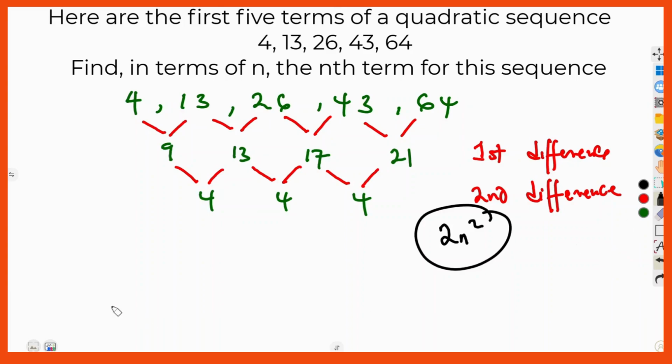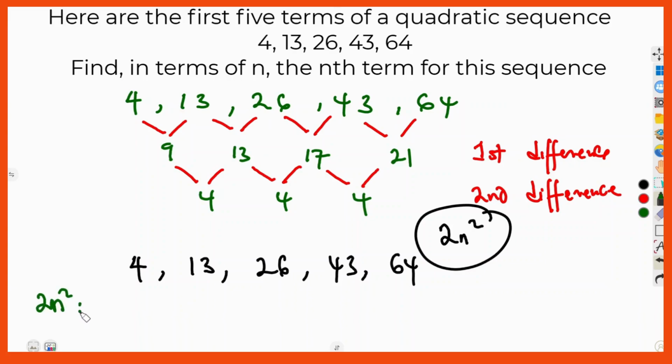Again, you would like to write the same sequence again, which is 4, 13, 26, 43, and 64. And then of course you want to work out the 2n squared here. Now we're going to fill in the sequence with this 2n squared. The first term is 1. 1 squared is 1 times 2. That will be 2. The second term, 2 squared is 4, and 4 times 2 is 8.